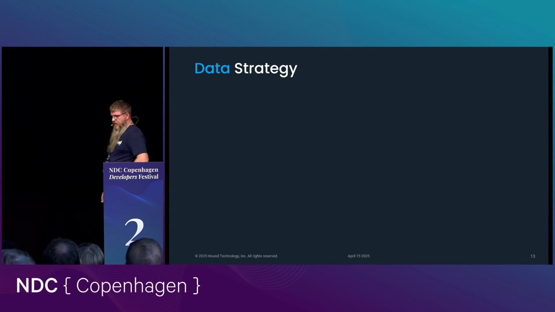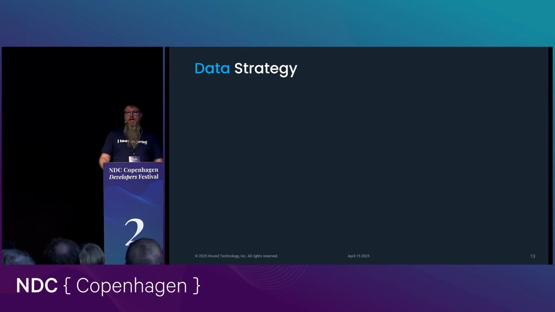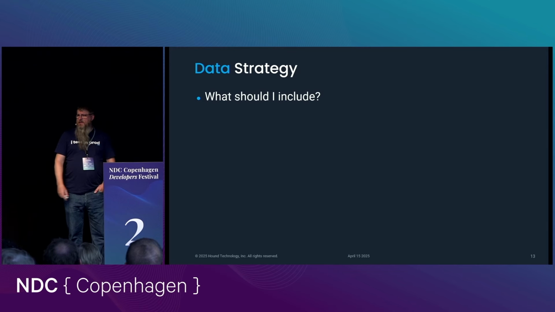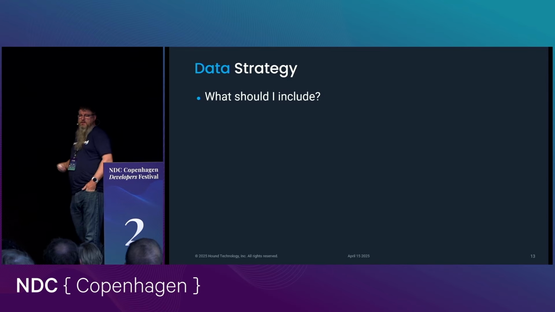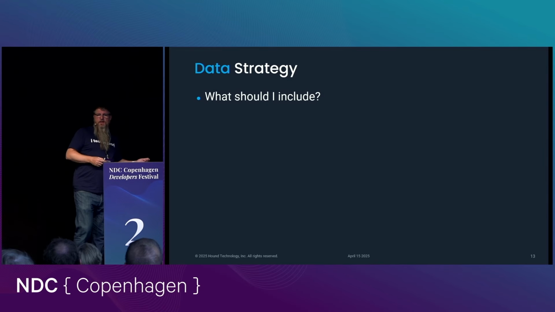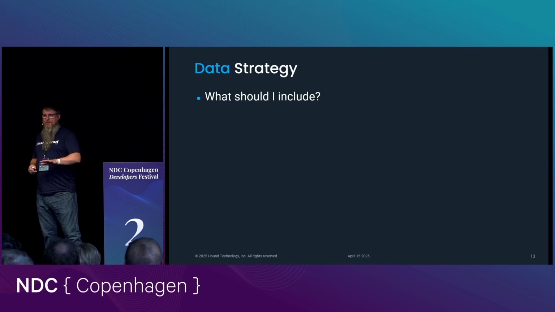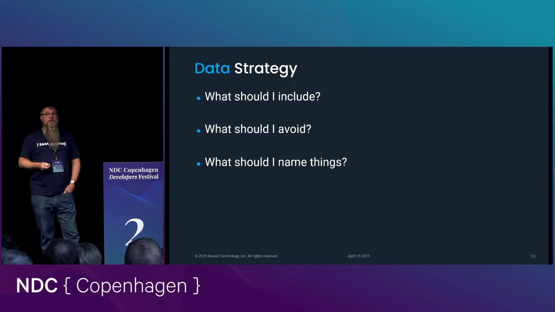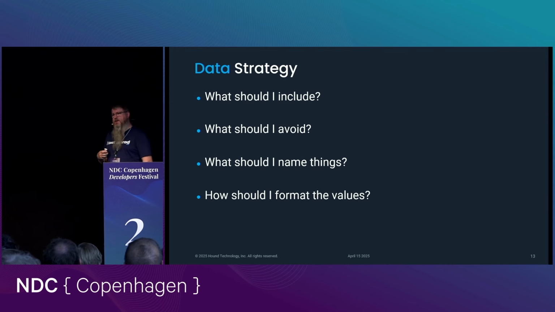So what do we mean when we talk about data strategy? One of the problems that we find with engineers adding telemetry is they don't know what to include. Well, what things should I put on my span? Is there a certain set of attributes that you'd like? Because, I don't know, should I put the social security number on there? Should I put the unencrypted password? Don't put either of those on your telemetry, just to be clear. So you include things like, what should I avoid? We put in things like, how should you name these things? We think about conventions. We think about, well, how should I format the values?